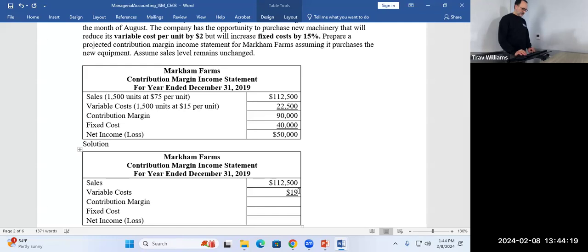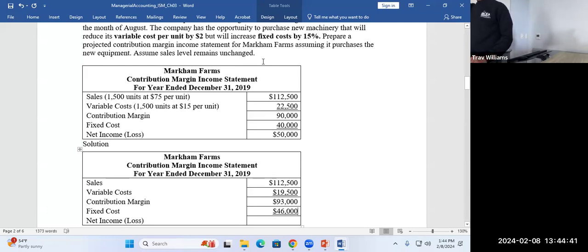Okay, 19,500 in variable costs. So what is our new contribution margin then? 93,000. Okay, and our new fixed cost? 46,000. Right, how did we get that? You get 15% of 40,000 added. Or 1.15, right, would be a little easier. And then what is our total? 47,000. Okay, so that's not too hard, right?